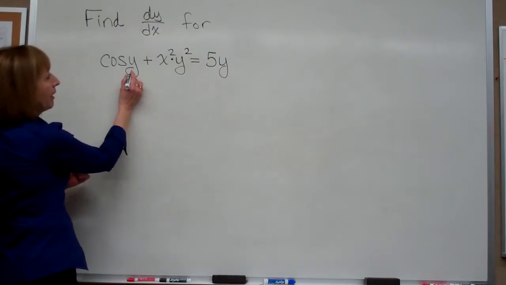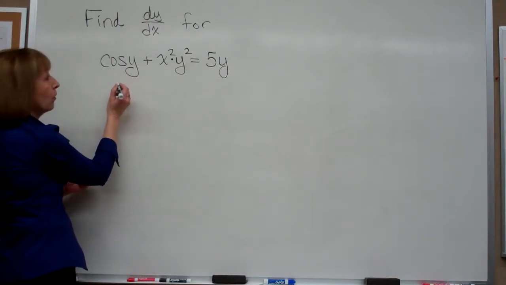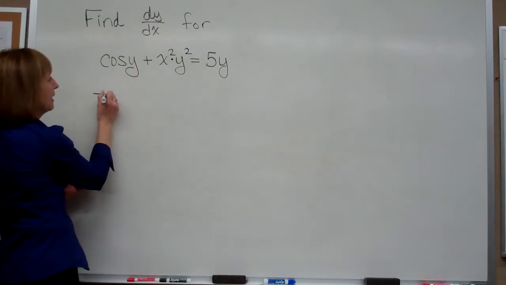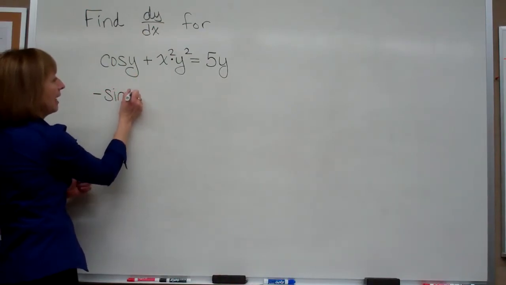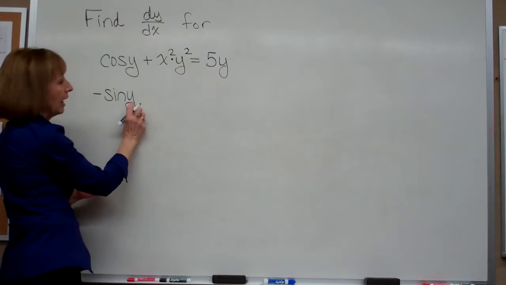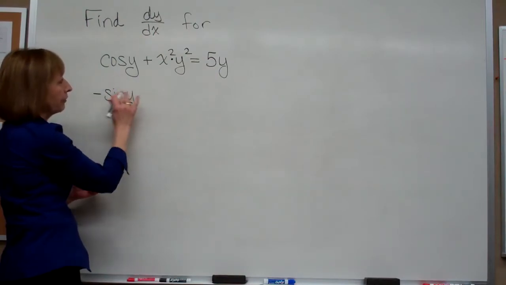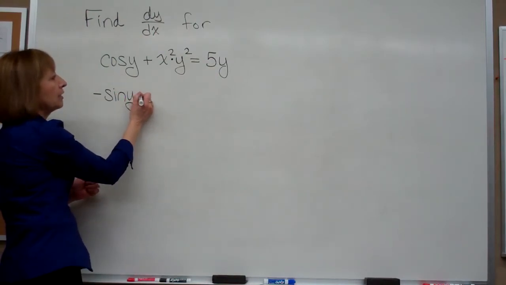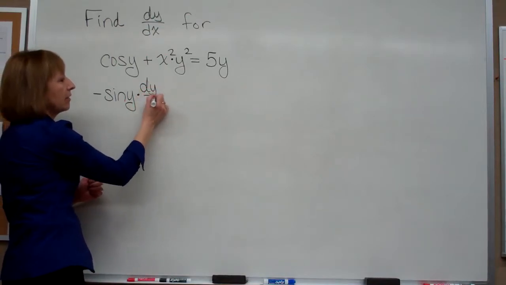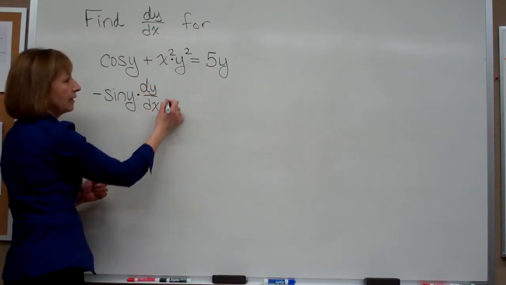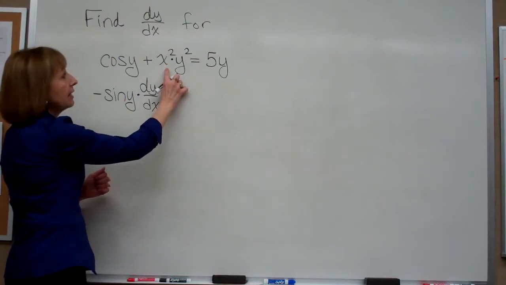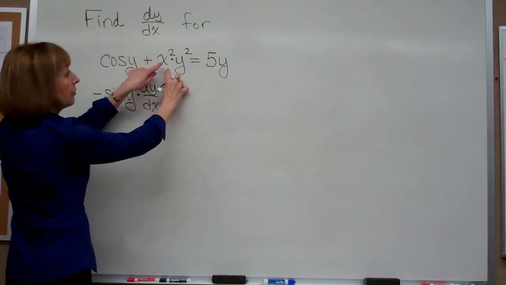So here I have my cosine of y. Well, the derivative of cosine of an angle is negative sine of the angle, so negative sine y. And y was the variable that we were differentiating, so we need to multiply by dy/dx for our chain rule. And then plus, for the next term I'm going to need to use the product rule.